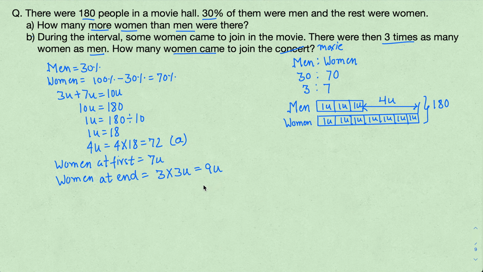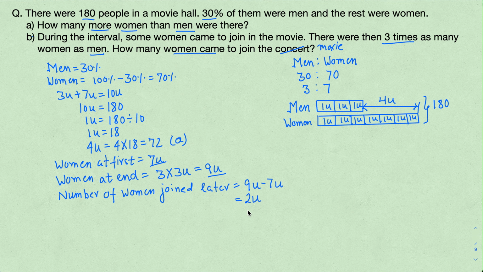So since we have to find out how many more women joined, earlier they were 7 units and later they became 9 units. So how do we find the number of women who joined later? It's obvious. Later they were 9 units and earlier they were 7 units, right? So 9 units minus 7 units will give us 2 units.